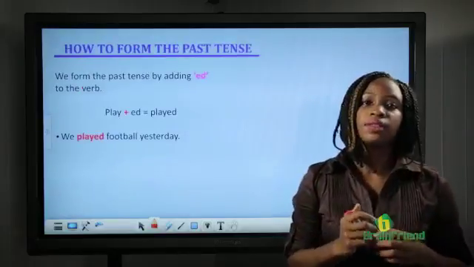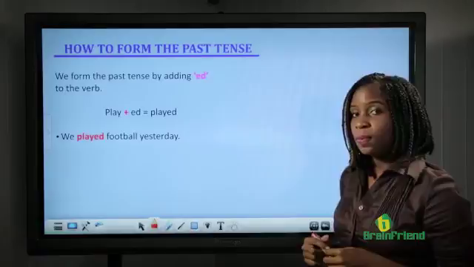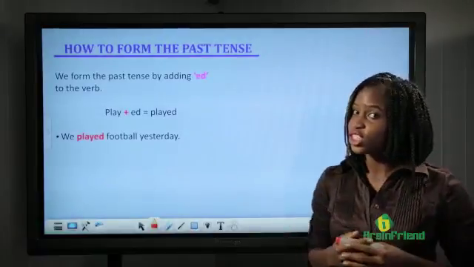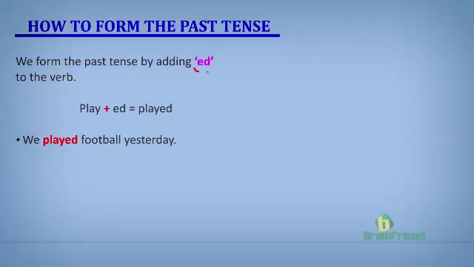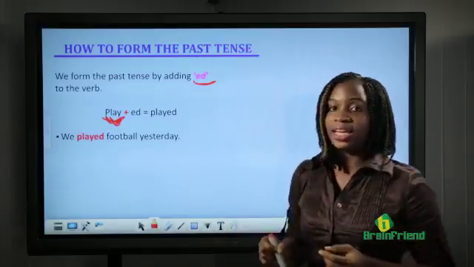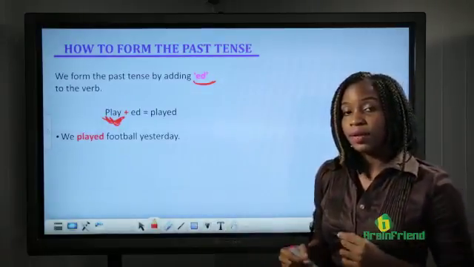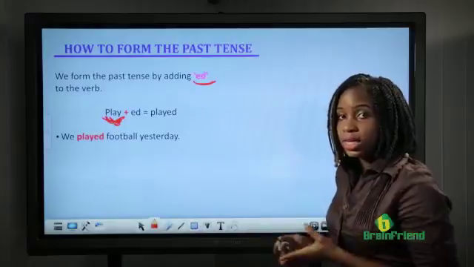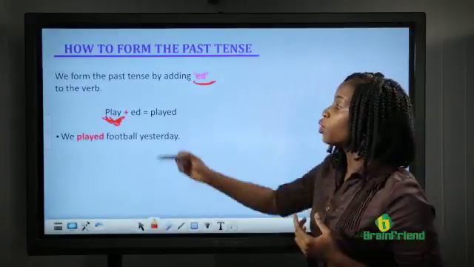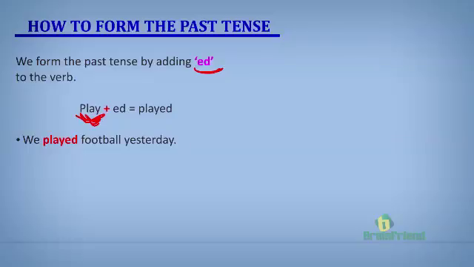How do we form the past tense? We form the past tense of most verbs in the English grammar by adding ed to the verb. This word here, what do we call it? Play. Play is a verb. Why? Play is something you do. So the word play describes an action. So now to put play in the past tense, what do we do? We add ed to it, making it played. So you can easily say, we played football yesterday.